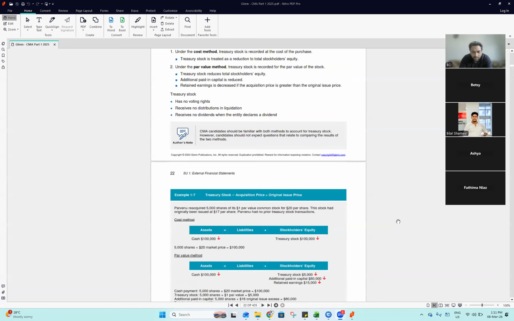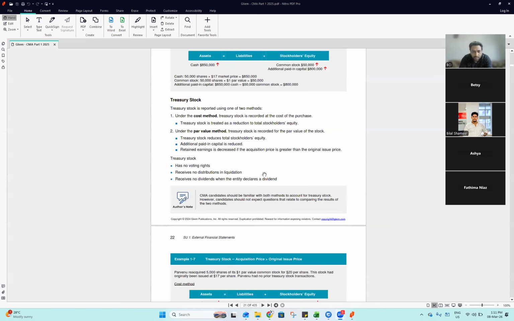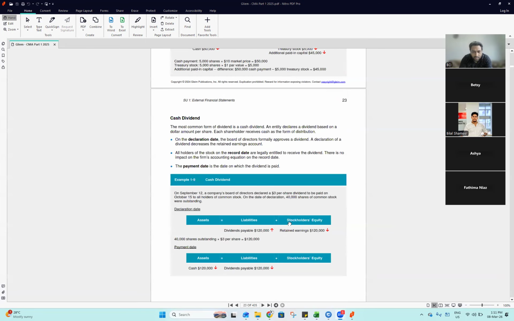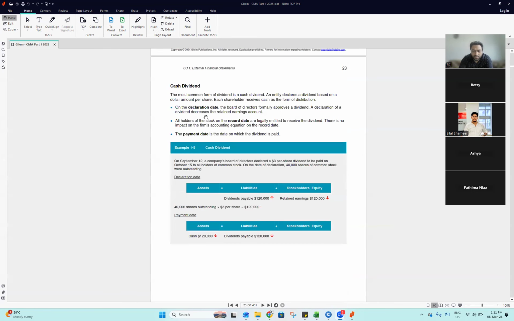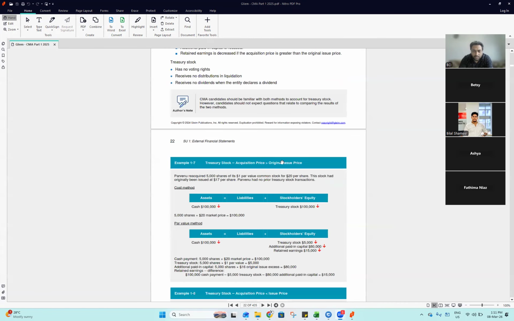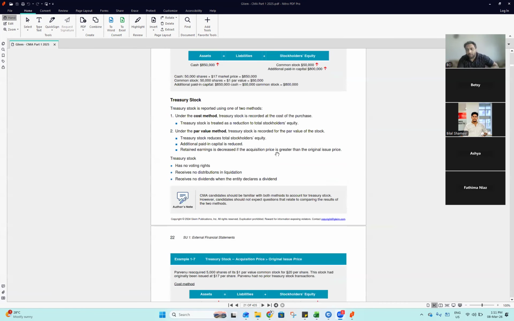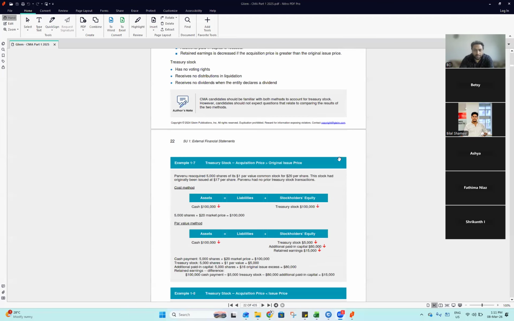Treasury stock, par value method. Yeah, treasury stock, then cash dividend, dividend declaration date. I have to start from here. Cash dividend. What is before this? It was treasury stock, par value, and cost method. Yeah. Till there, we stopped. Right. Okay.